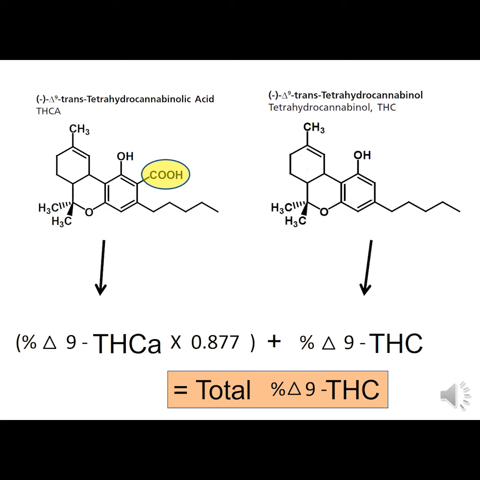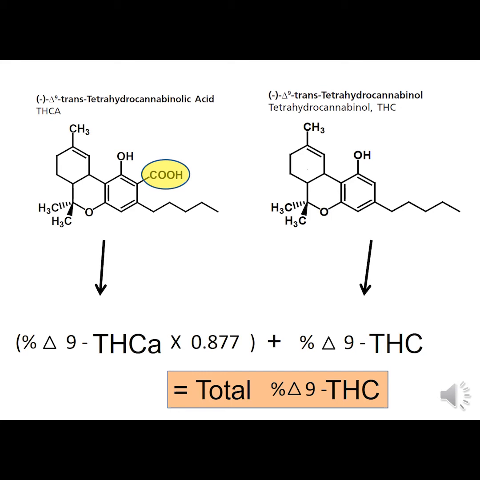Another type of instrument that other labs use is called liquid chromatography. And this does not have a high temperature to convert the THCA to THC. So this instrument determines the concentration of both molecular forms. Both molecular forms are added after correcting for the extra carboxyl group in the THCA with a factor of 0.877. Both forms are added to get to a total delta 9 THC concentration.